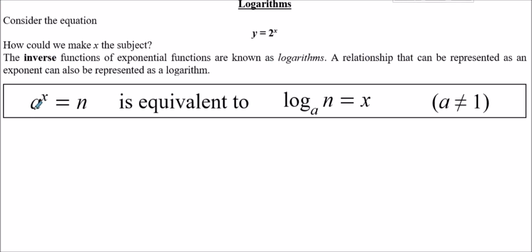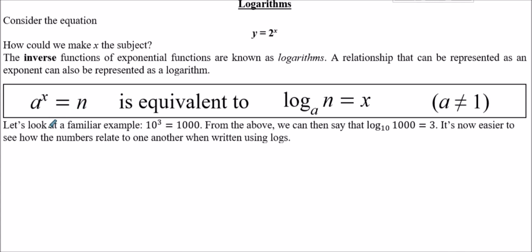So if you've got something which is a to the power x equals n, that's one and the same thing. It's equivalent to saying that's log, which is short for logarithm, to the base a, n, equals x. But a can't be 1. I'm going to explain what this means in a bit more of a simple way for you.